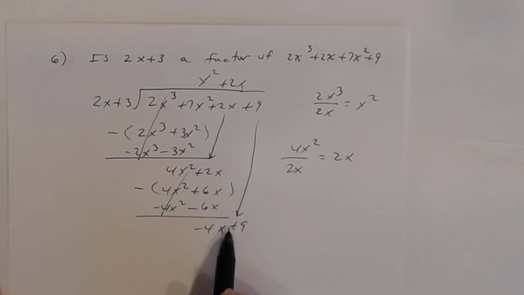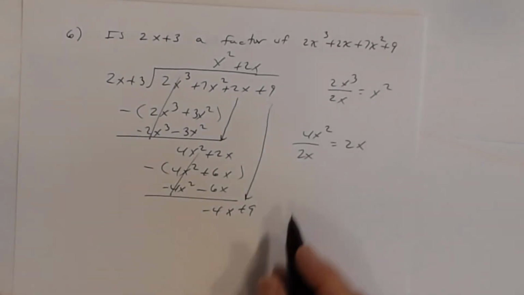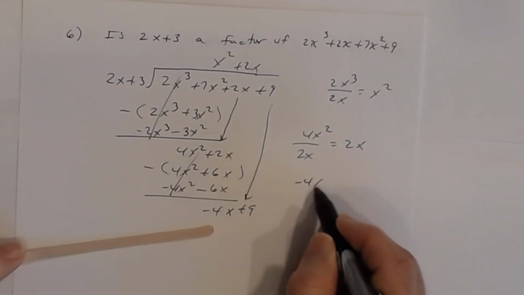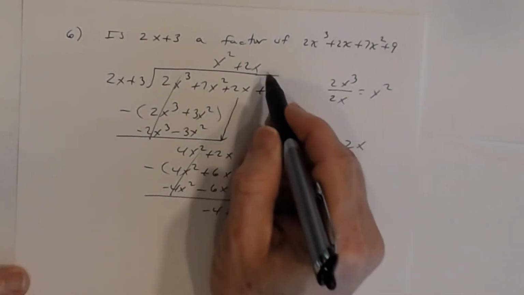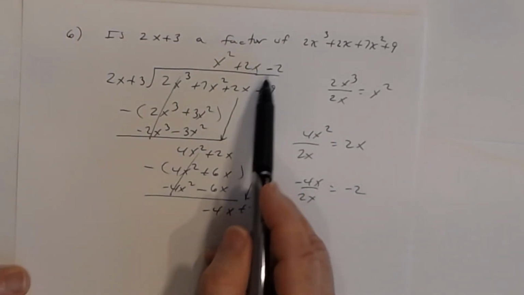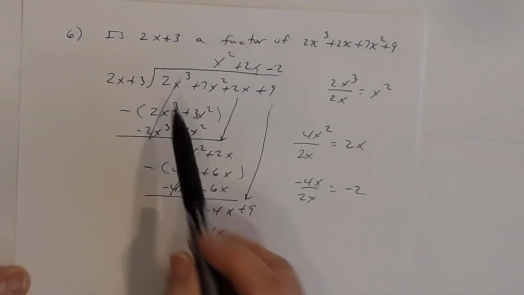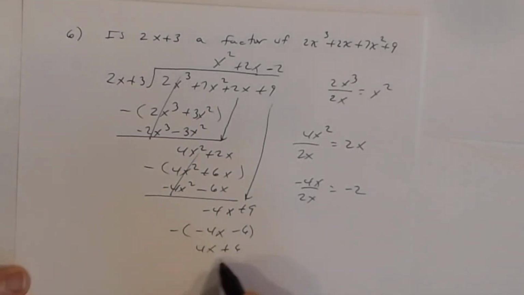I can continue on because the degree here is 1, the degree here is 1, so we can continue with this. So first divided by first. Negative 4x divided by 2x is just a negative 2. So that's going to go here in the constant column. And then we multiply. Negative 2 times 2x is a negative 4x. Negative 2 times 3 is a negative 6. And then you subtract. The opposite of negative 4x is 4x. The opposite of negative 6 is a positive 6.